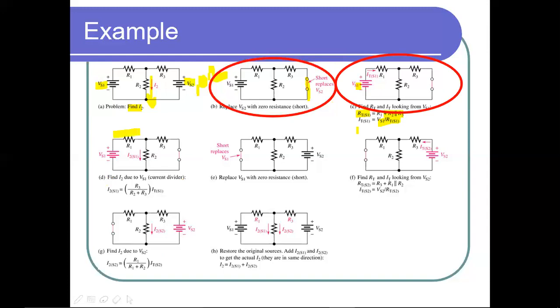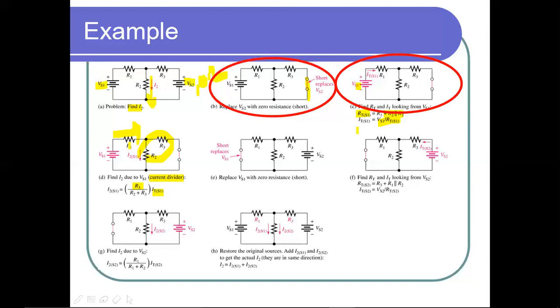For finding I2, you should depend upon the CDR, the current division rule. Current divider rule is the total current into the opposite resistance by the total resistance, opposite resistance of this R3 and total resistance R2 plus R3. Don't include this R1, right? You should know the basic current division rule.